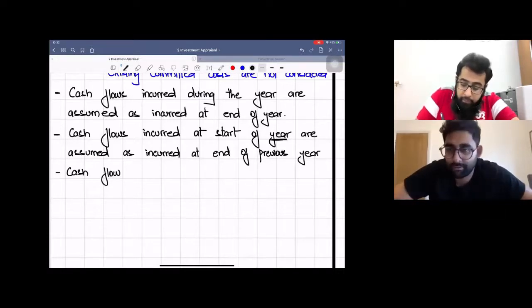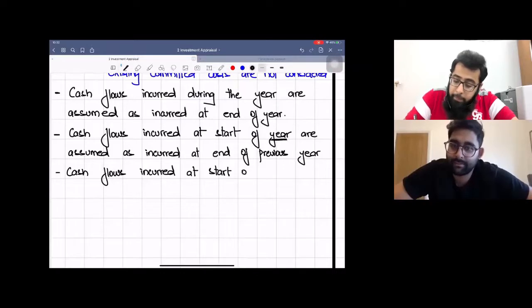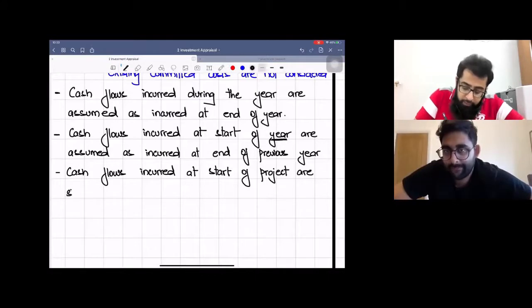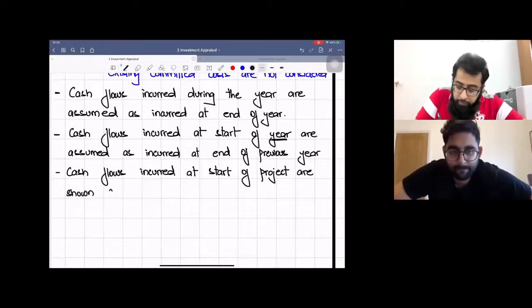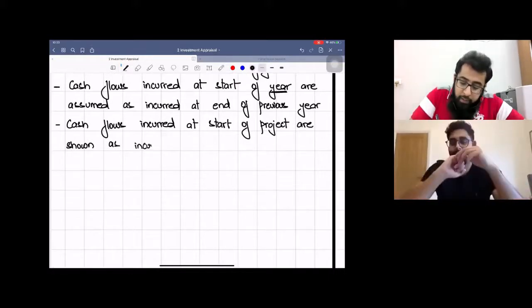So one is start of year and one is start of project. Cash flows incurred at the start of the project, basically year 0, are shown as incurred in year 0. Year 0 means now.